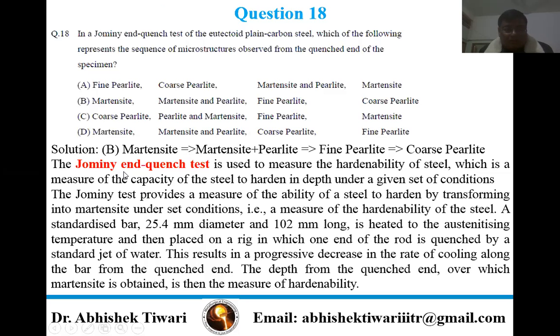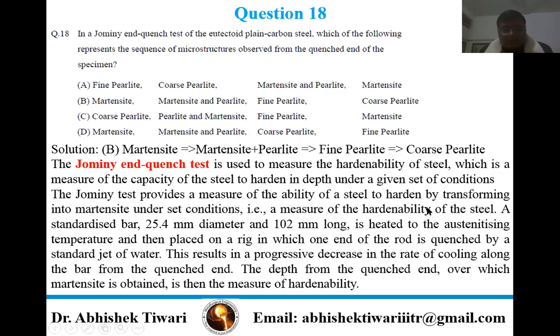So the Jominy end quench test is used to measure the hardenability of the steel, which is a measure of the capacity of the steel to harden in depth under a given set of conditions. Jominy test provides a measure of ability of a steel to harden by transforming into martensite under set conditions.